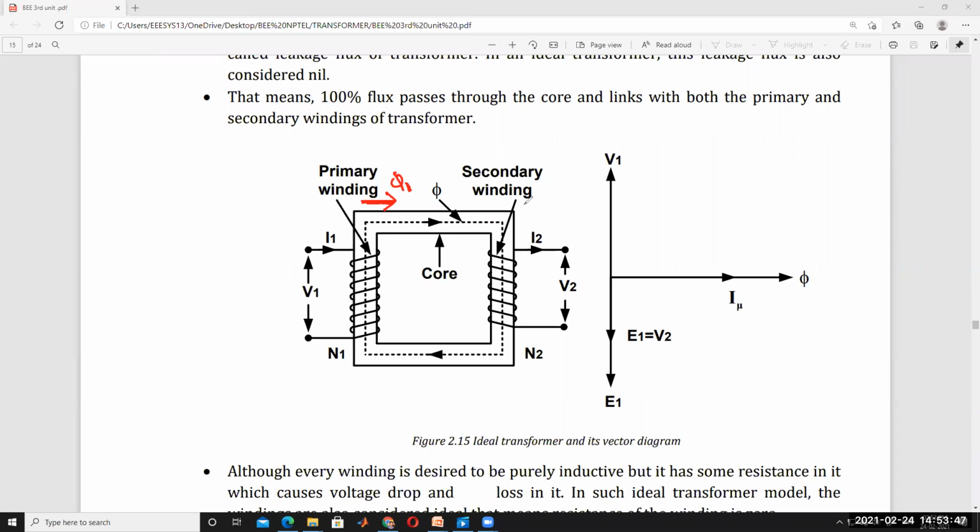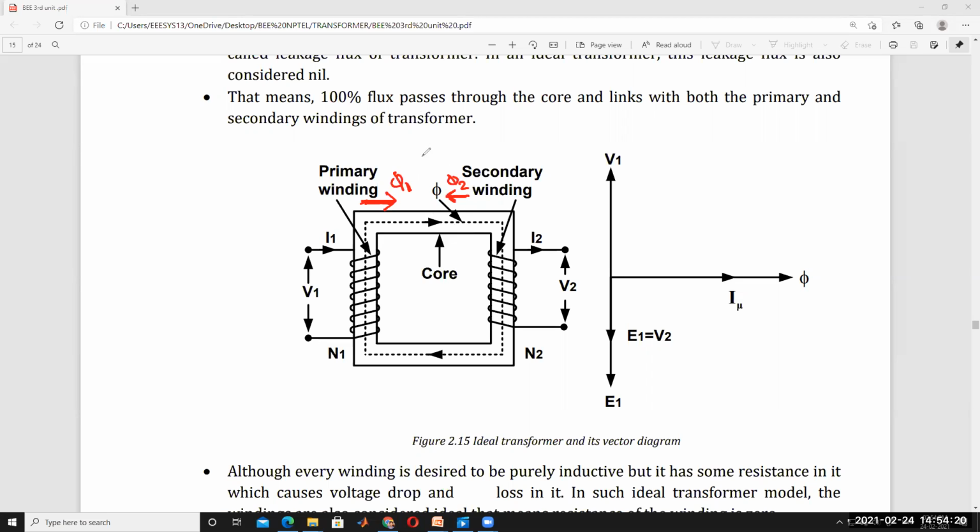Because of the load, some amount of EMF is induced, and because of that some amount of flux is developed, that is called phi 2. It is exactly opposite to the primary flux. This is phi 2. According to the transformer action, only when phi 2 is exactly opposite to the primary flux is the transformer working. Otherwise, the transformer is not working.